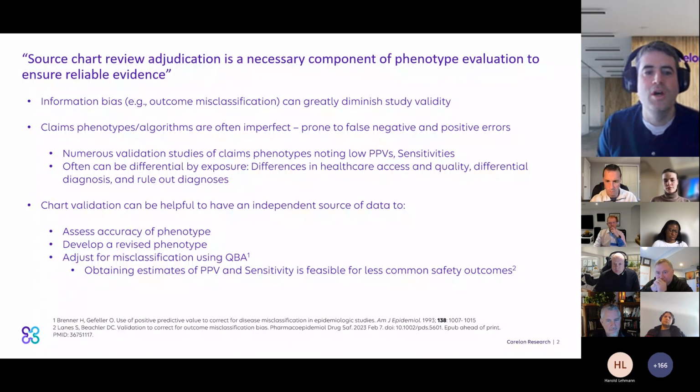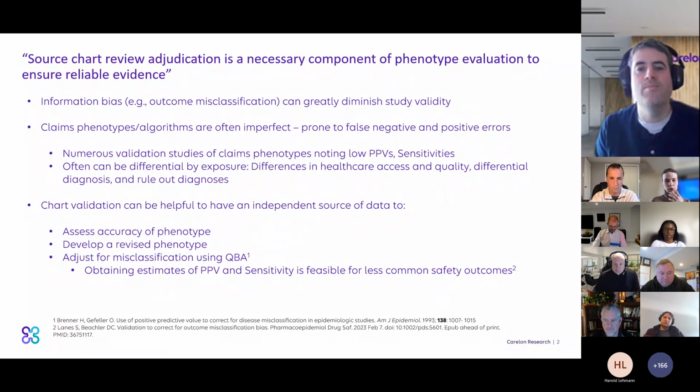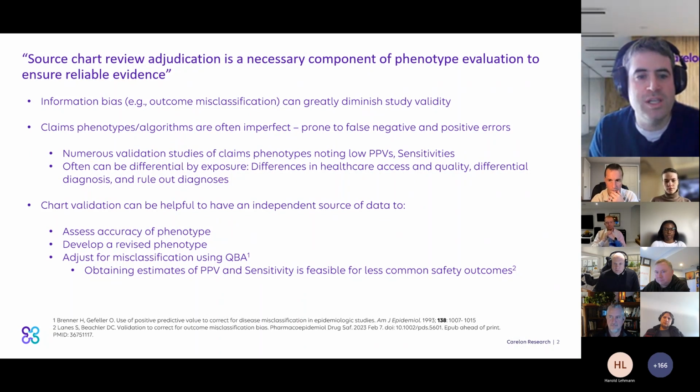So there's been a number of validation studies over the years. I know the Sentinel group did systematic reviews of this many years ago. And while it certainly varies depending on the phenotype, many of them have low accuracy, lower PPVs when measured. Some have lower sensitivities, suggesting there could be meaningful bias when using these phenotypes.